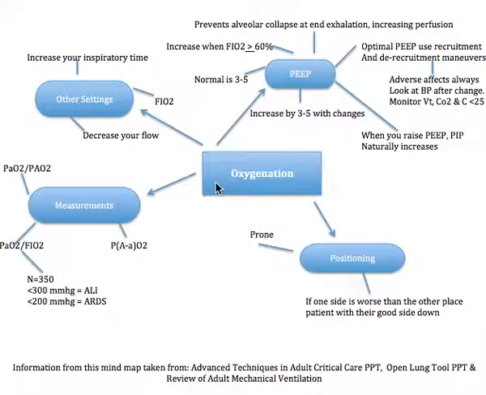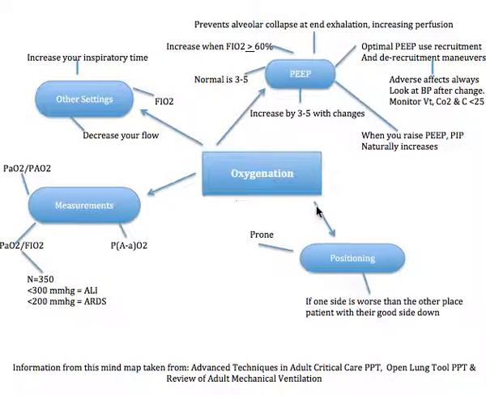So if we look down here at the measurements of oxygen, these are the best measurements to look at when you're looking at your oxygenation. The biggest one is the PaO2 to FiO2. Your normal's 350. If it's less than 300, that's an acute lung injury. And if it's below 200, that's ARDS.